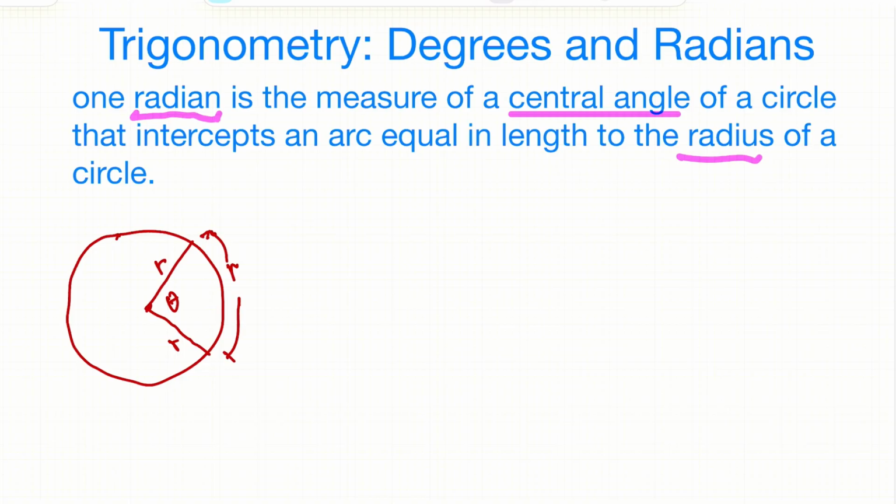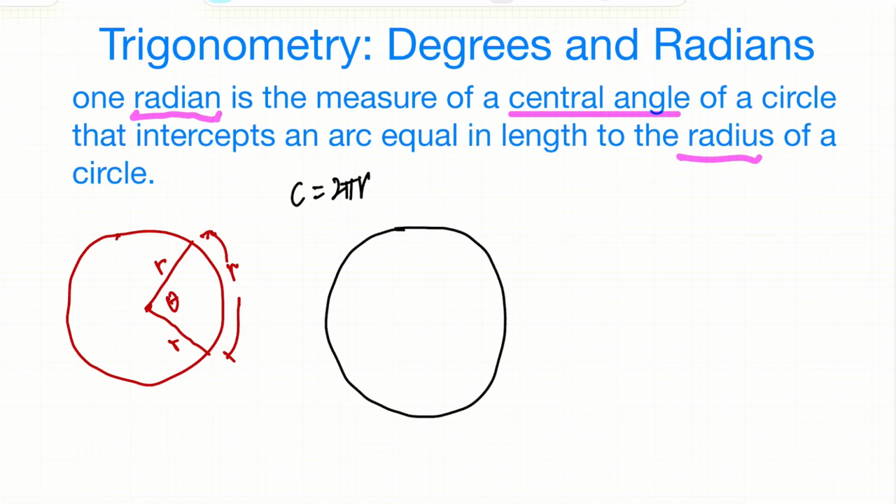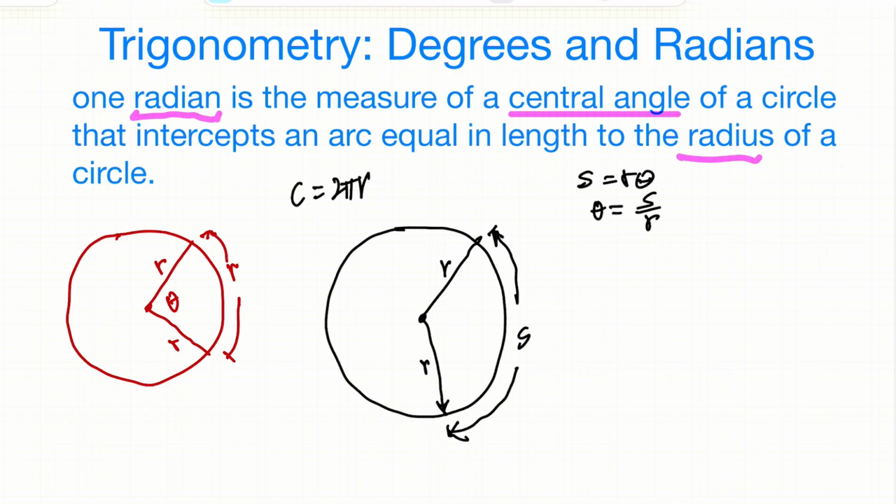Now let's work with it a little bit to get more familiar with it. Circumference is 2 pi times the radius. Let's do another circle here and look at a more general case. In the first case, r and r were the radiuses, and this distance was r. Now let's make that a general distance. We're going to call it this arc length s. So we know that s is equal to r times theta. The arc length is proportional to the radius and the measure in radians. Solving for theta, we get s over r, just rearranging that equation.